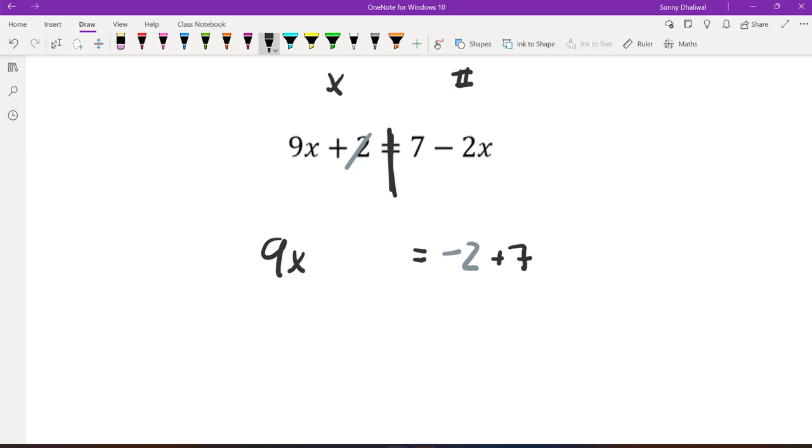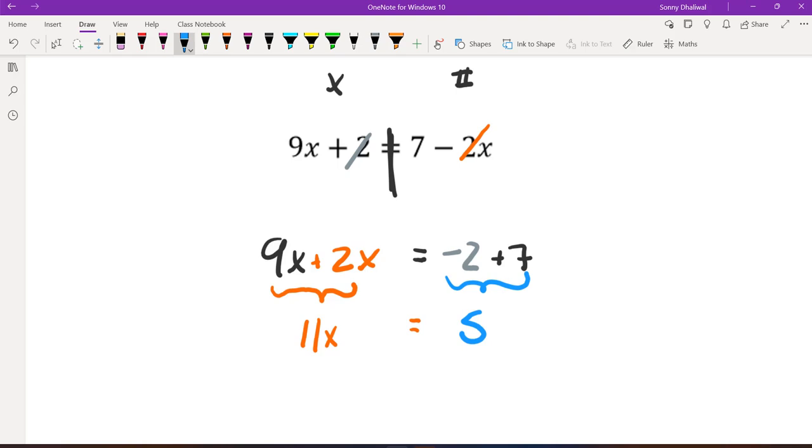The x here, does it stay or go? Go, it changes signs. It's negative 2 over there, becomes positive 2 over here. Okay? So it just changes signs as you go from left to right. So combining the x's together, what do we get? 11. 11 and the x. Combining the numbers together, what do we get? 5. Negative 2 plus 7 would be positive 5. All right?